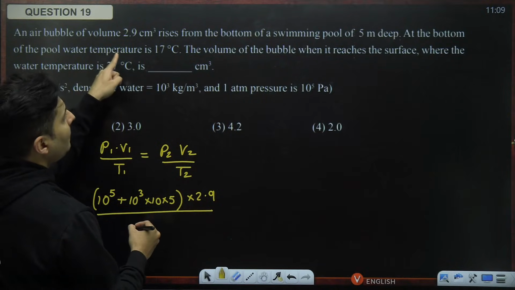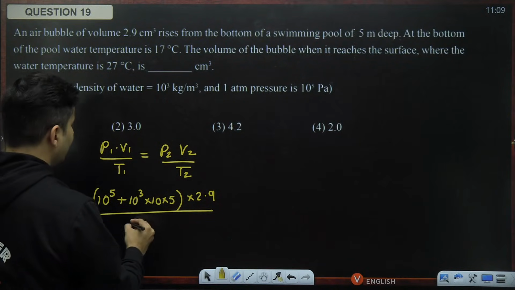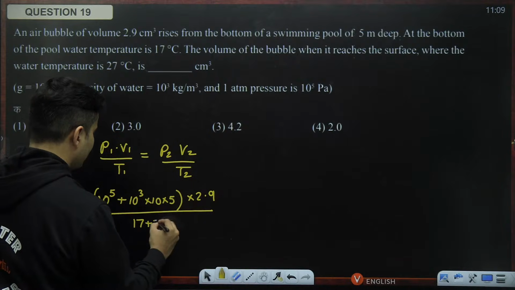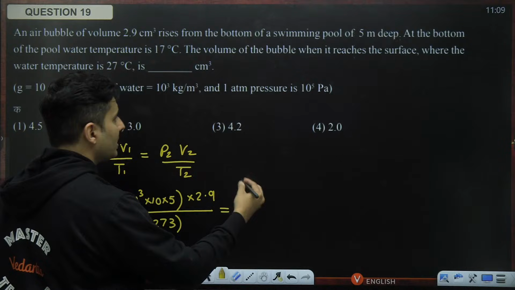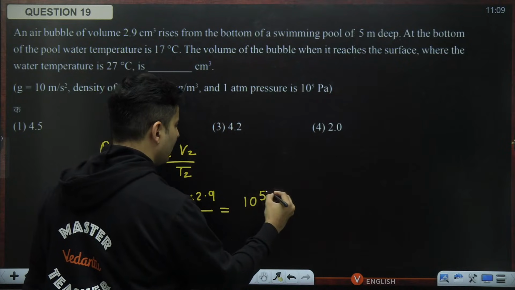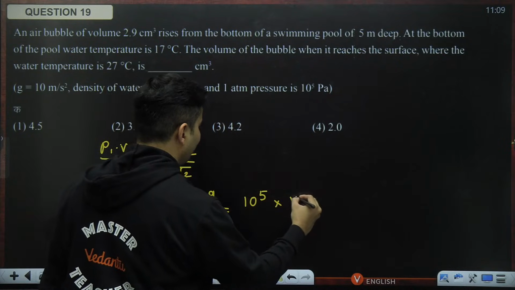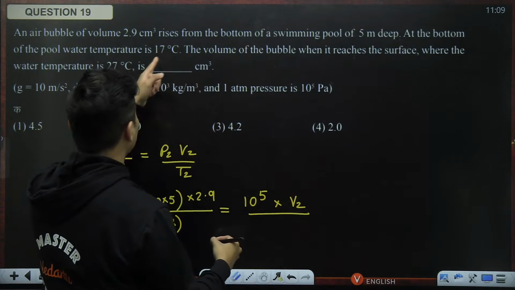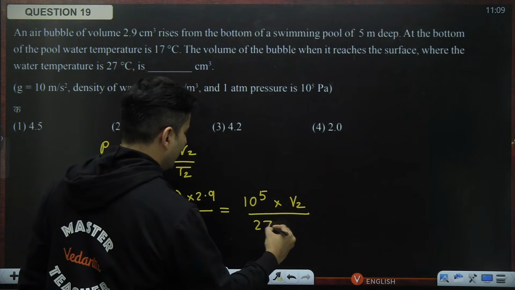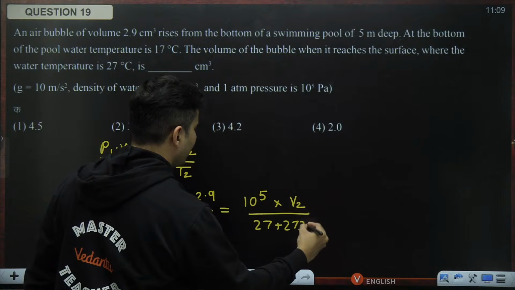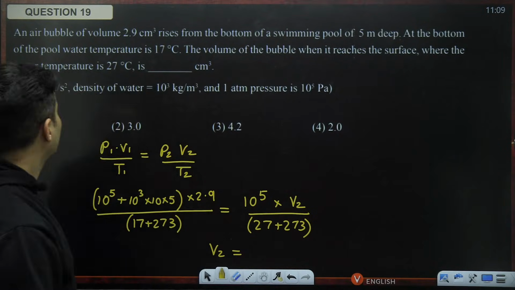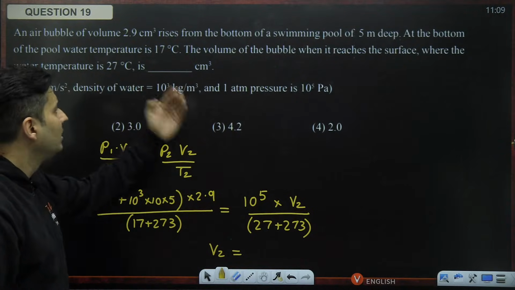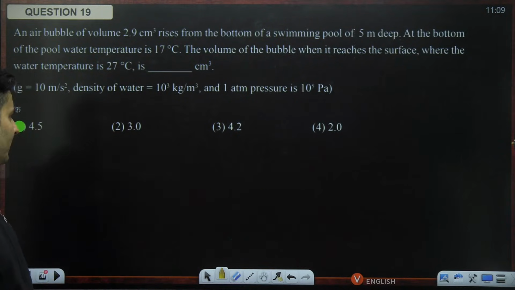Temperature at the bottom is 17. 17 means 17 plus 273. Always put it in Kelvin. The final pressure when you come on the top will be atmospheric pressure, multiplied by final volume, divided by final temperature, which is 27. So 27 plus 273. That's all. Solving this, you will get the value of V2. So that is what is asked. What is the final volume of it? And the final volume comes out as 4.5.